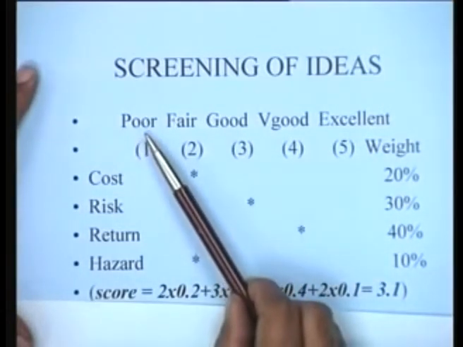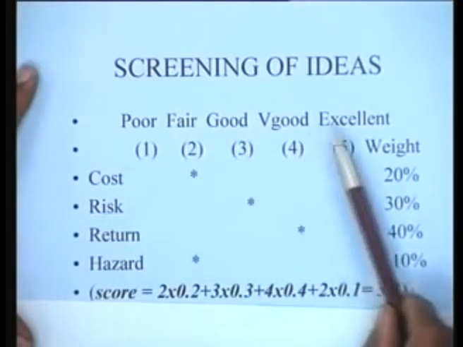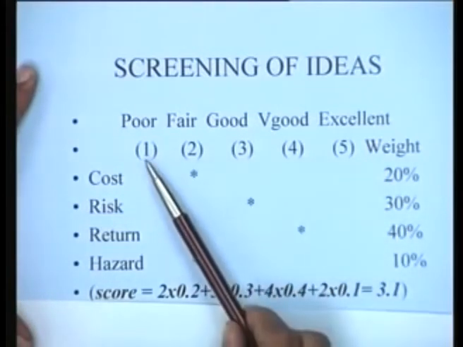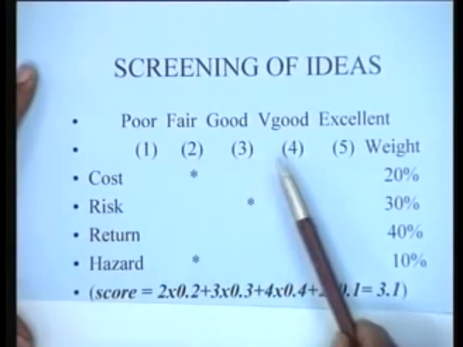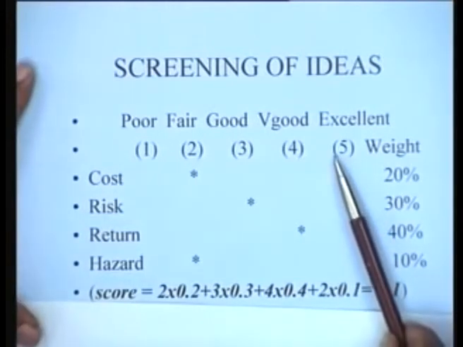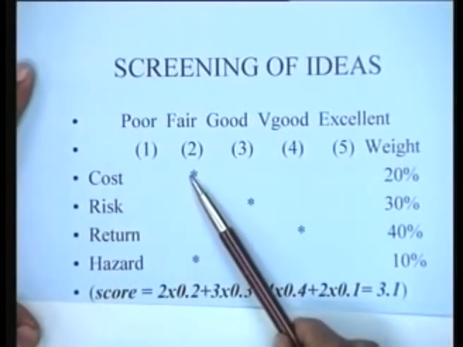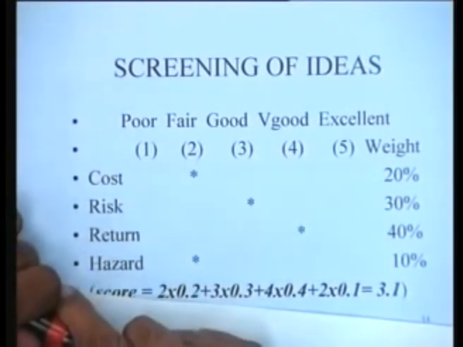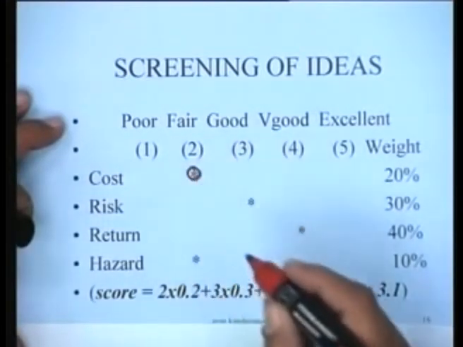You can probably tick each idea by saying whether it is poor or fair or good or very good or excellent. And maybe if you use a 5-point scale, poor could be given 1 mark, fair could be given 2 marks, good could be given 3 marks, very good could be given 4 marks, and excellent could be given 5 marks. So we say for instance this particular idea that we are evaluating on the cost front is fair, right. So we put fair there.